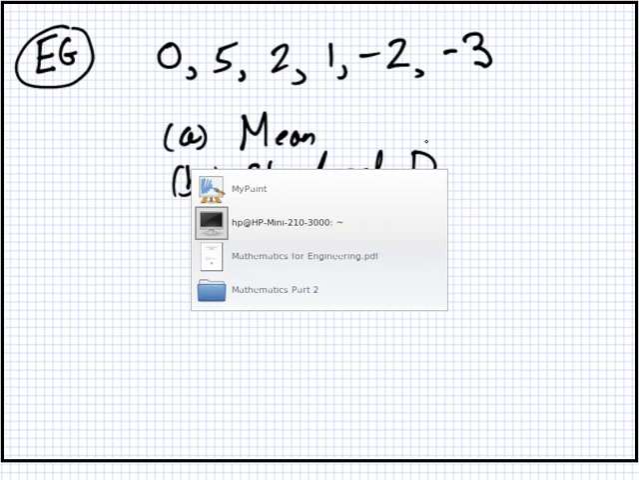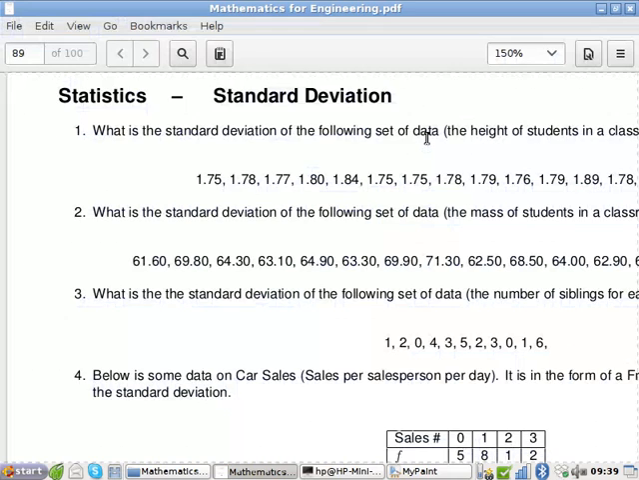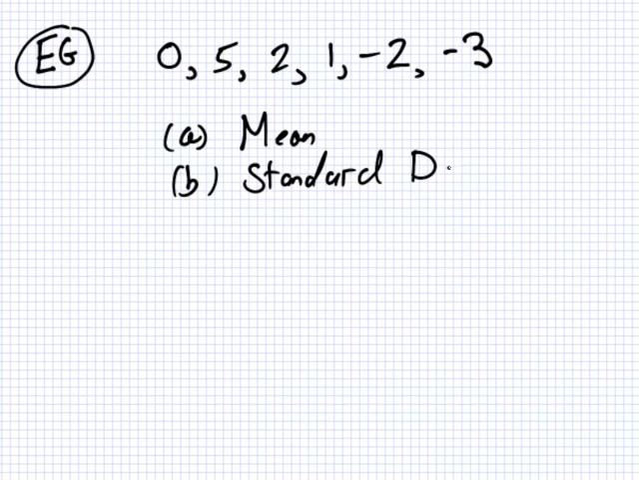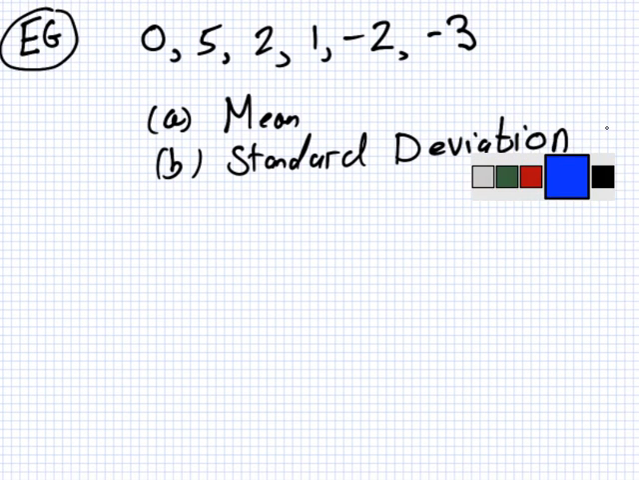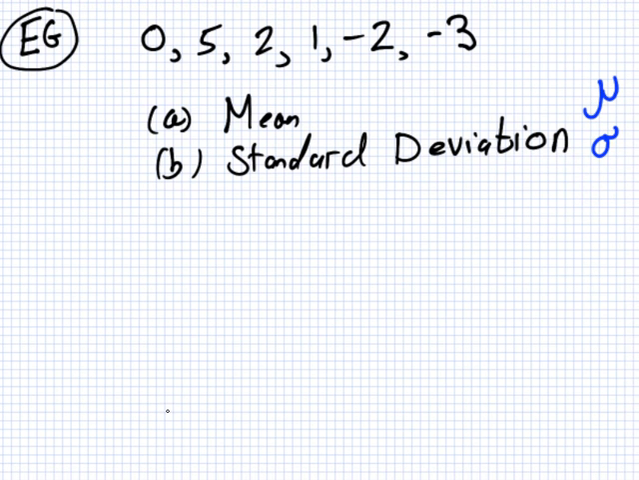The name of the system is standard deviation. Yeah, I should have said that at the start, shouldn't I? Now, just so you know, I use this for average, but if you want the Greek letter, do you know which Greek letter is for average? Mu for average, sigma for standard deviation.